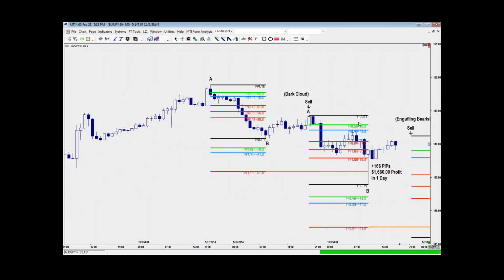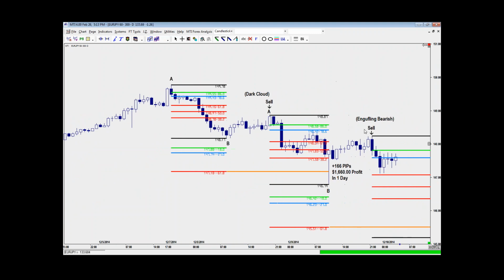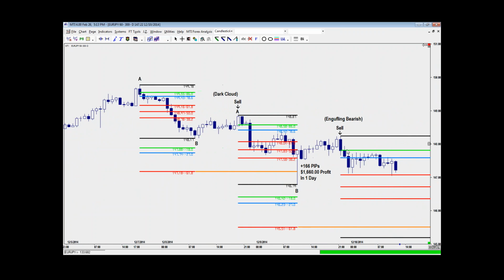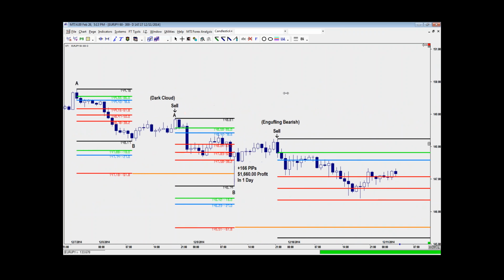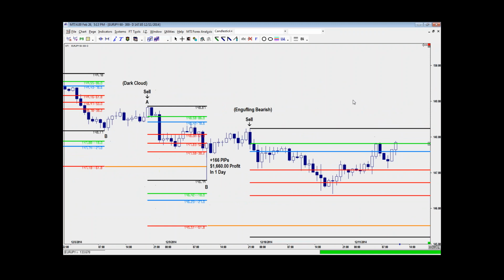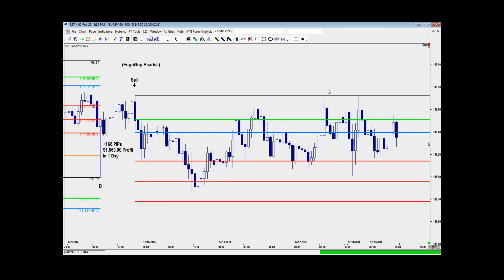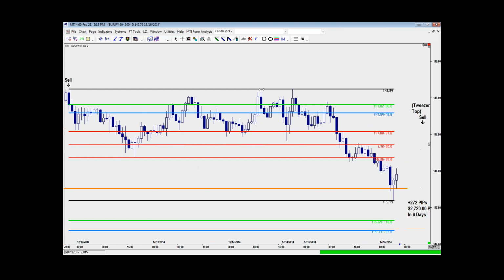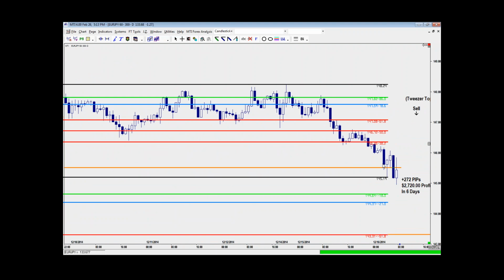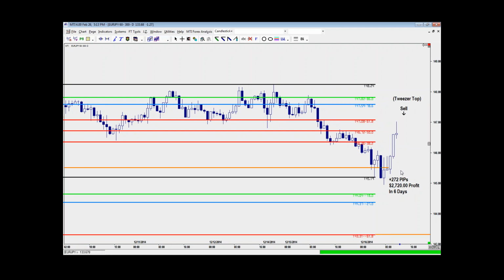Okay, same thing. A to B, extend our Fibonacci's. Market goes up. Okay, creates an engulfing bearish formation. That's worth the red. Our target is now at the red. So if our target's at the red, what are we waiting for? We're waiting for the market to rally down and hit our target. Are y'all starting to see this? That's 272 pips or 2,720 US dollars in 6 days.